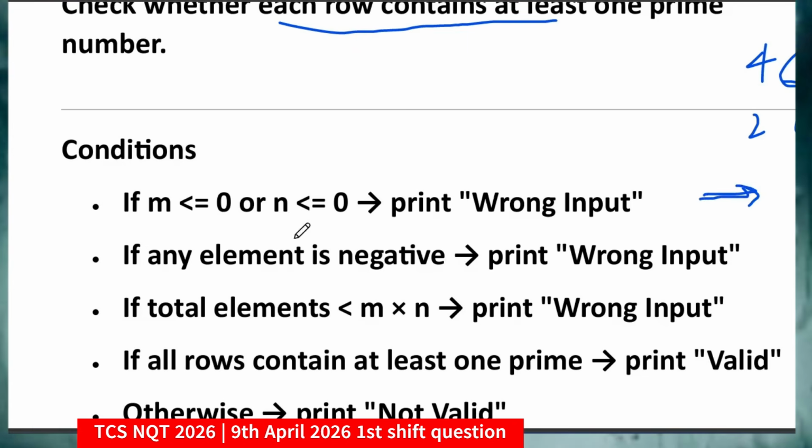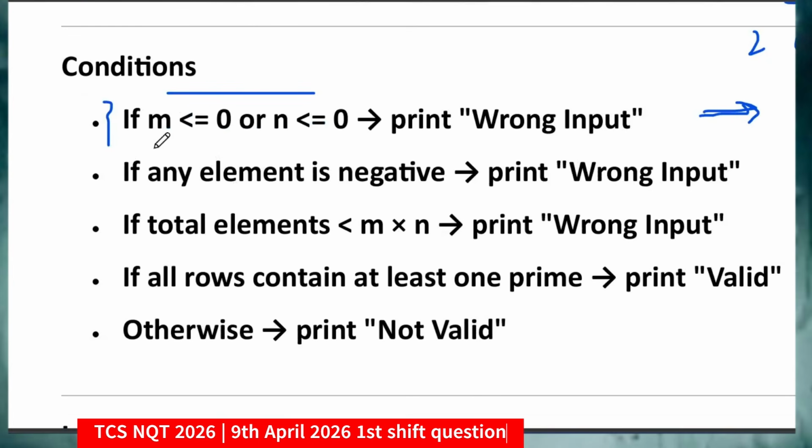Okay. So there were some particular conditions, means a different scenario, or simply you can say you have to handle edge cases. So what are the other conditions? If m is less than or equal to 0 and n is less than or equal to 0, then you have to print wrong input. If any element is negative, print wrong input. Sorry, for the first case also you have to print wrong input. If total elements are less than m cross n, print wrong input.